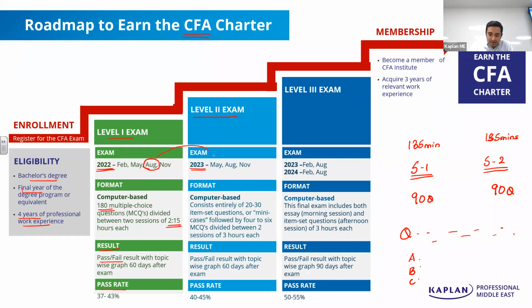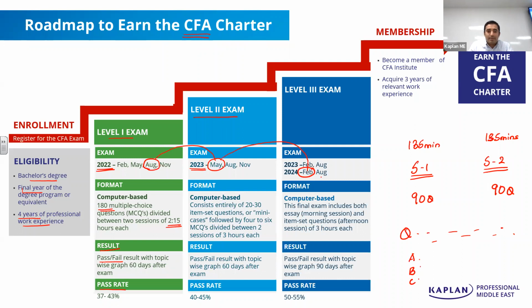Then in 2023, so assuming you clear the exam in August, the next window that you have is May 2023. This is where you can give your level 2 exam. And if you clear it in May 2023, you can give level 3 in Feb 2024. So right now, all of you sitting here, the fastest that you can become a CFA charter holder is Feb 2024. There is absolutely no way to get done before Feb 2024, even if you clear every attempt, every exam.